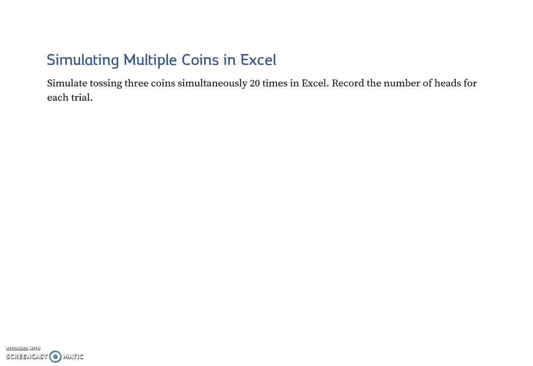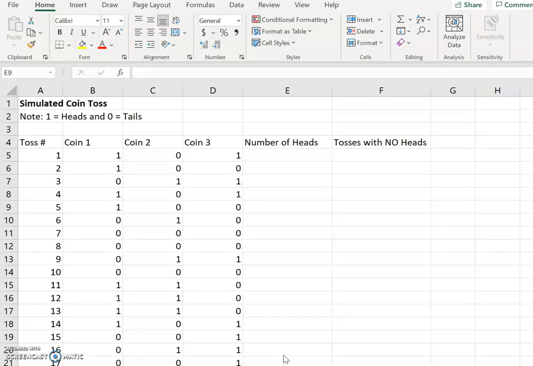We're going to do a quick example in Excel of simulating multiple coins. So we're going to toss 3 coins simultaneously 20 times. We're going to record the number of heads for each trial. Since we've already done a lot of this, that's why I said it'll be quick, I set up some of this for us. So this should look familiar.